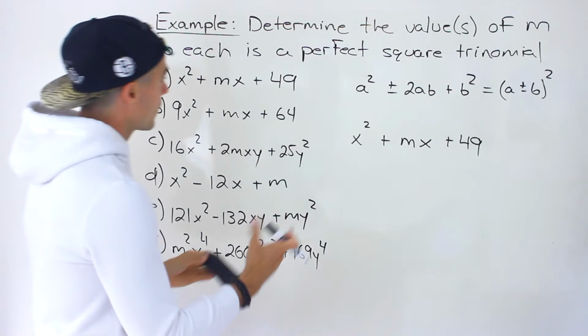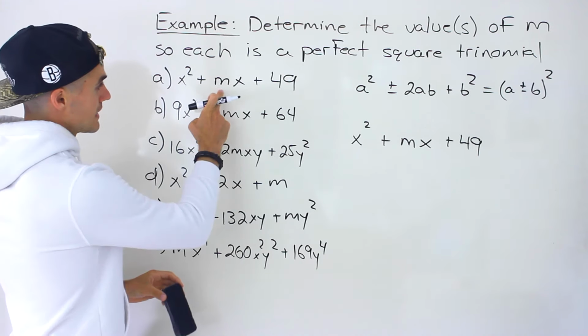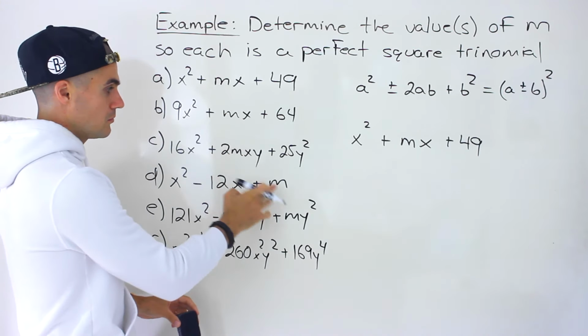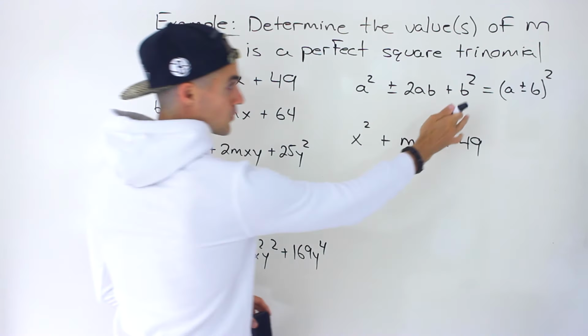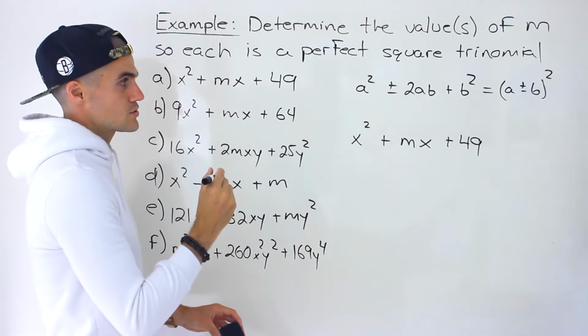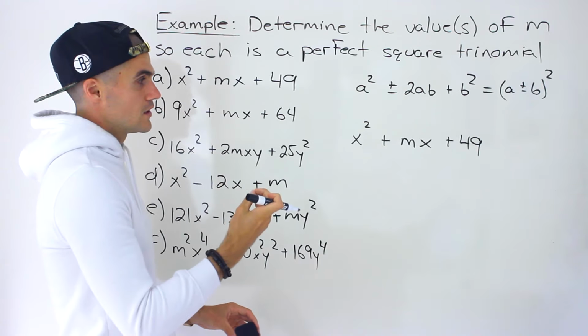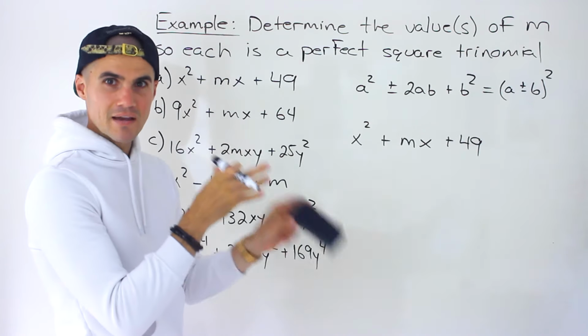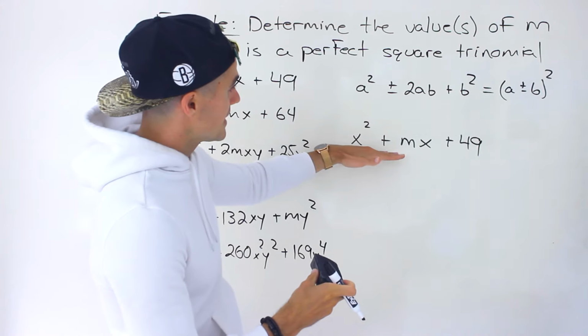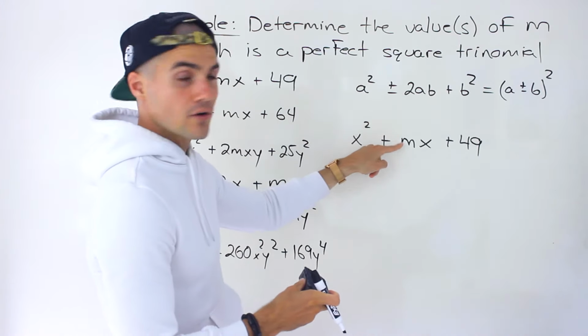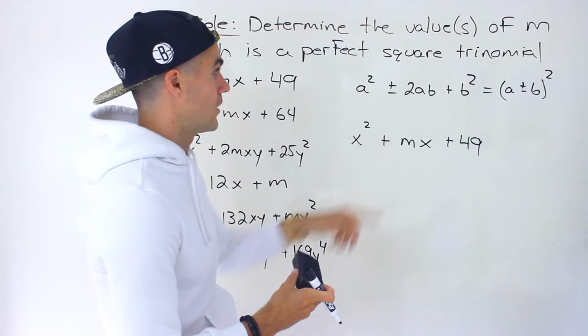So it's going to depend on where the m value really is. Notice that in these ones, it's going to be in the middle, but over here, it's going to be on the end. It's the b squared expression that we're going to be solving for. So it really depends. You got to kind of just mix and match and see how you could take this, relate it to this formula in order to solve for your unknown.